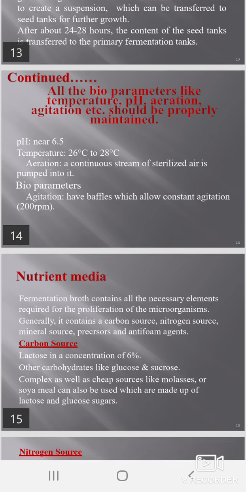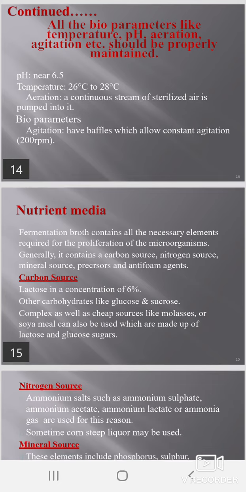Next, you can see nutrient media. The fermentation broth contains all the necessary elements required for the proliferation of microorganisms. Generally, it contains a carbon source, nitrogen source, mineral source, precursors, and anti-foam agents. First of all, carbon source. Carbon source is lactose in a concentration of 6%. Other carbohydrates like glucose, sucrose, as well as cheap sources like molasses or soya meal can also be used, which are made up of lactose and glucose sugars.